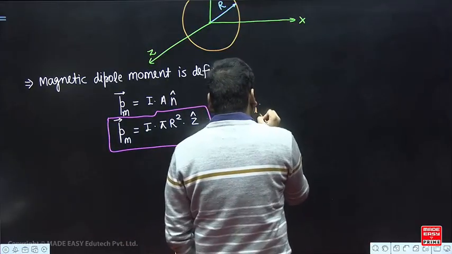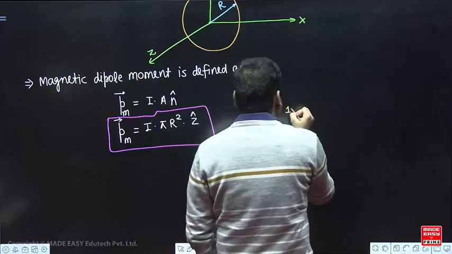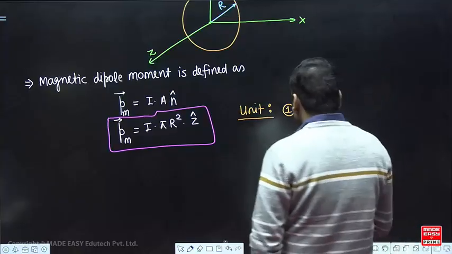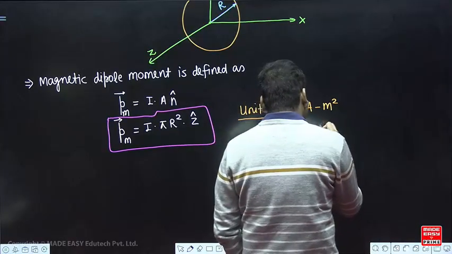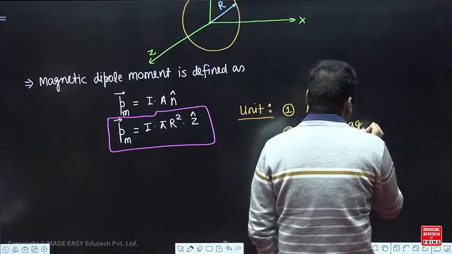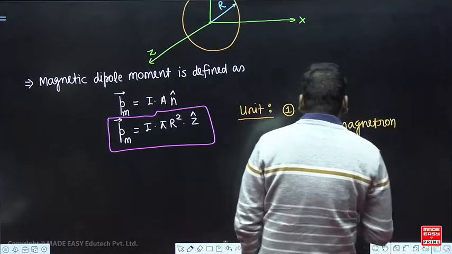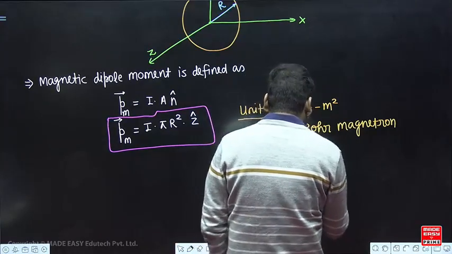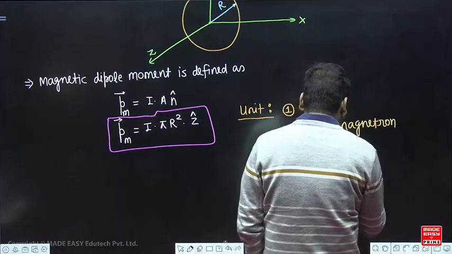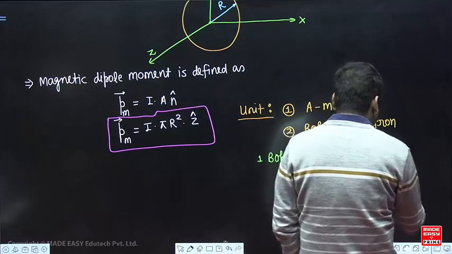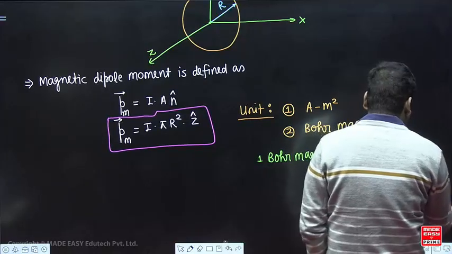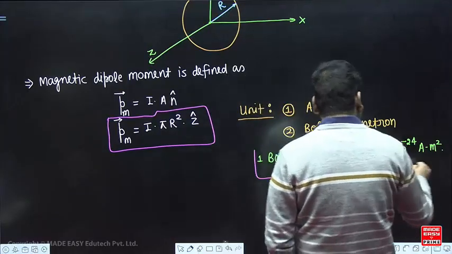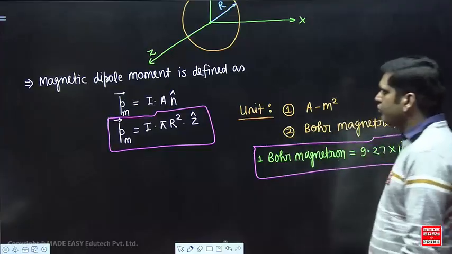If we talk about its unit, the unit of current is ampere and of area is meter square, so ampere meter square. The second unit is Bohr magneton. One Bohr magneton is given as 9.27 into 10 to the power minus 24 ampere meter square. This is one Bohr magneton.